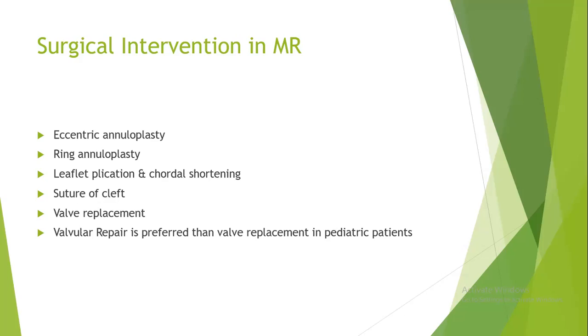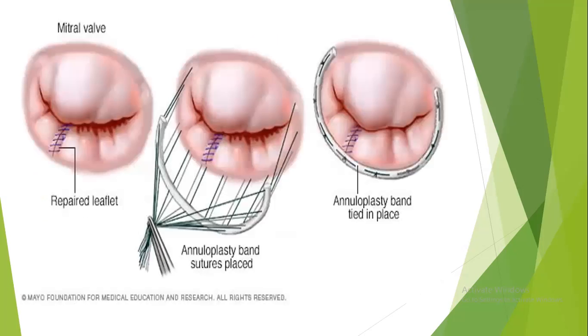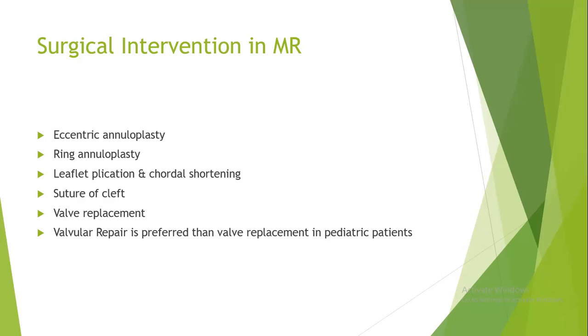Surgical interventions include eccentric annuloplasty, ring annuloplasty, leaflet plication and chordal shortening, suture of the cleft if present, and valve replacement. Valve repair surgery is preferred over valve replacement in pediatric patients for central regurgitation with dilated annulus. Annuloplasty is performed by commissuroplasty. Valve repair has a lower mortality rate than replacement, and anticoagulation is not necessary.